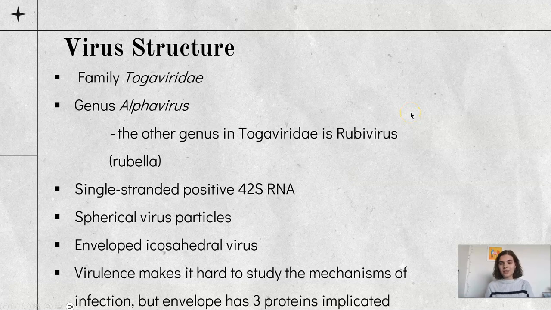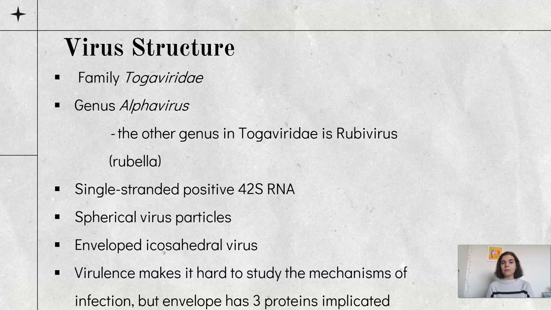So, some information on the virus structure itself. The virus is from the family Togaviridae and the genus Alphavirus. A fun little fact is that the other genus in Togaviridae is Rubivirus, which is the genus in which rubella is found. So that's kind of interesting. The Eastern equine encephalitis virus is a single-stranded positive 42S RNA virus. It has spherical virus particles, and it's an enveloped icosahedral virus.